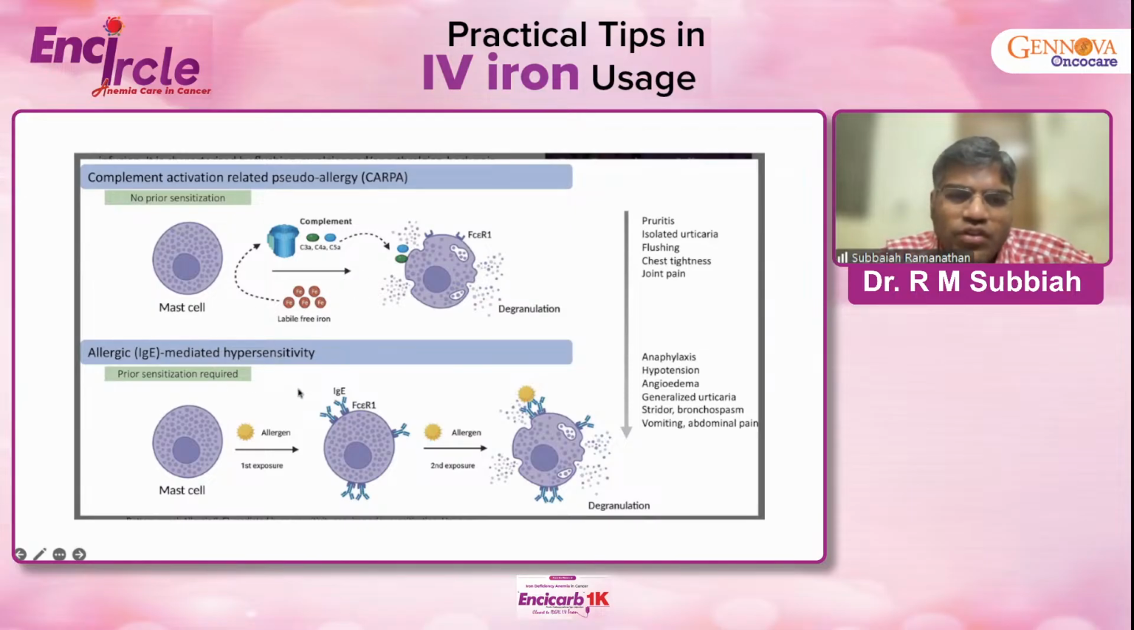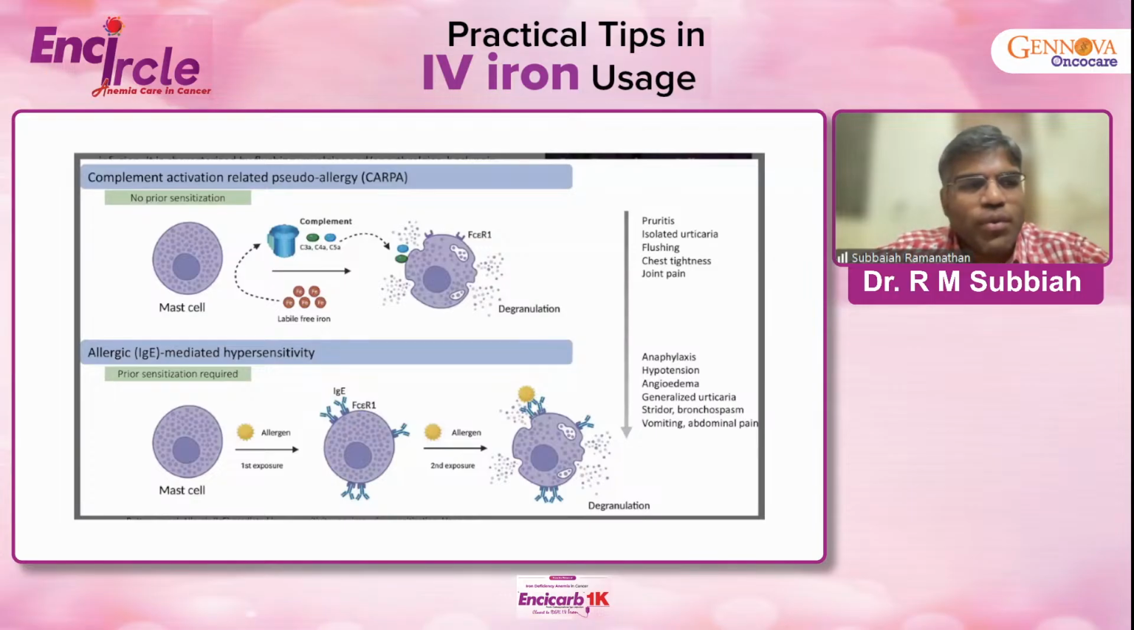IgE mediated hypersensitivity or anaphylaxis can cause various problems like hypotension, angioedema, bronchospasm. There you stop and manage like anaphylaxis. And treatment emergent hypophosphatemia, especially after IV iron: if the patient develops proximal muscle weakness or fatigue or severe myalgia, then you have to consider that.